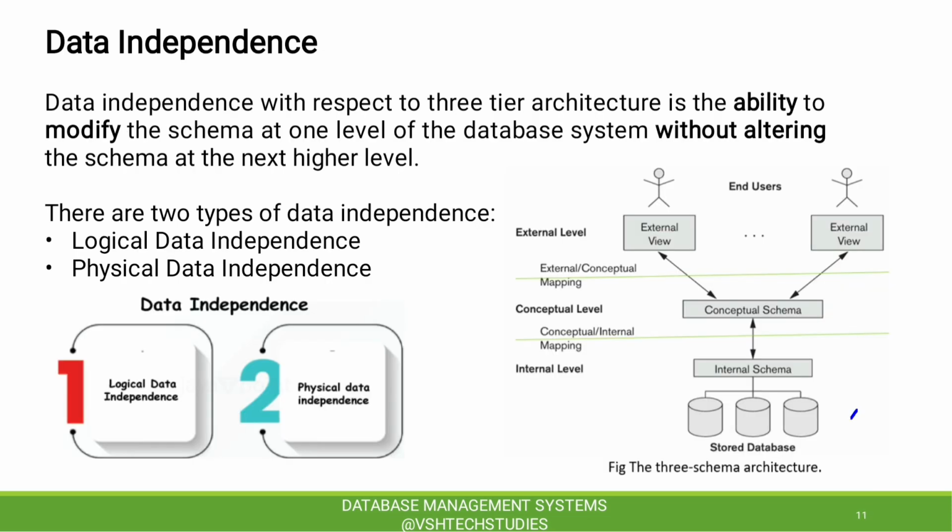Now with respect to this figure, that is three schema architecture, any changes you do at physical level, then no need of altering at conceptual level. That is called as physical data independence. So if we make any changes at conceptual level, no need of altering at the external or view level. That is called as logical data independence.